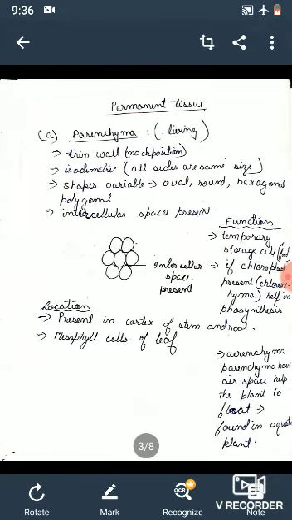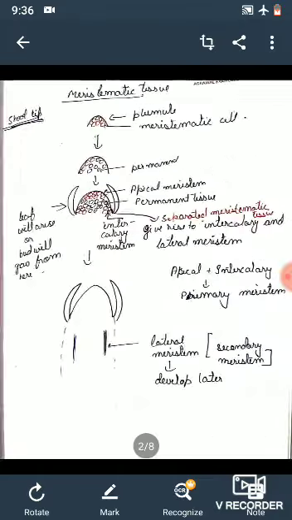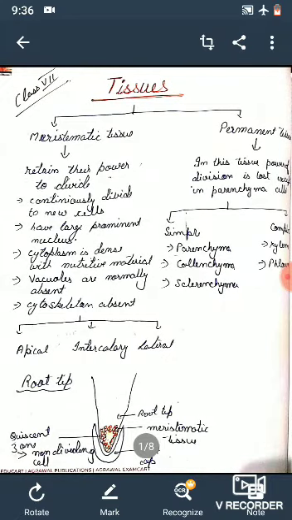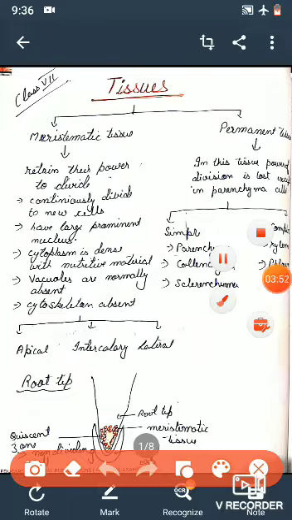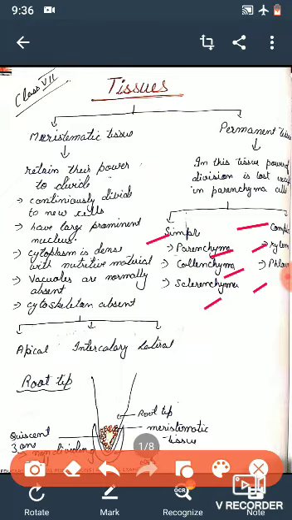The next we will study is the permanent tissue. Permanent tissue are basically of two types, simple and the complex. Simple permanent tissue and the complex permanent tissue. Simple are of three types, parenchyma, collenchyma and the sclerenchyma. Complex are of two types, xylem and the phloem.